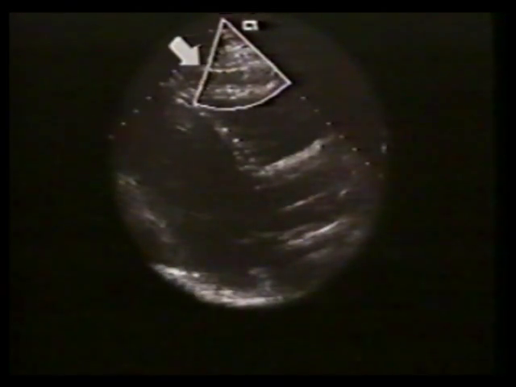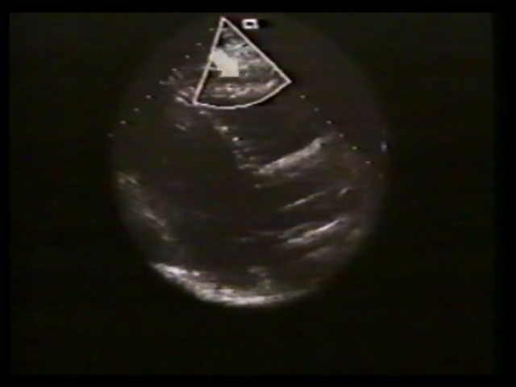The regional expansion function is now being used to inspect this apparent echo-free space. There are actually multiple echoes representing a soft tissue density within this space. This is the typical appearance of epicardial fat.